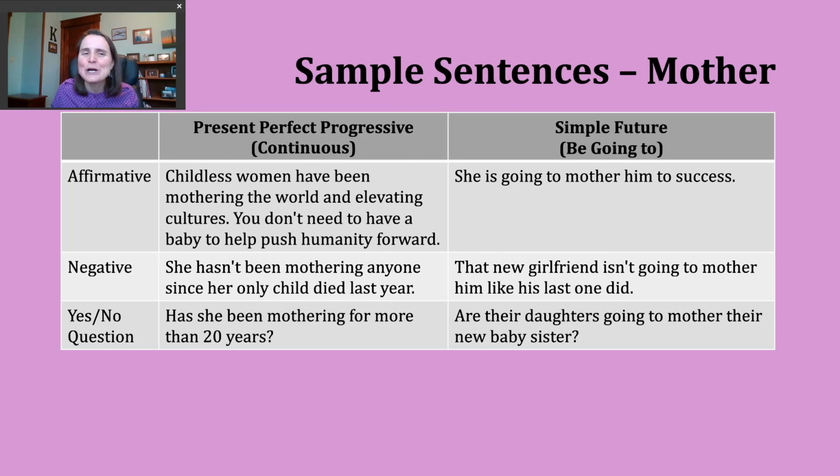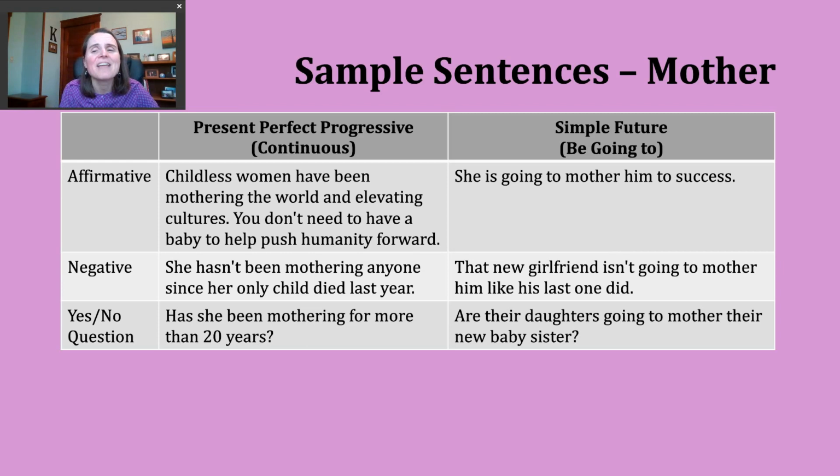Finally, let's take a look at how we make a yes or no question in the present perfect progressive. To do this, you'll start with have or has. Then you'll have your subject, then the participle been, and then the ing form of the verb. Here's my last example. Has she been mothering for more than 20 years? So, you might think of that along the lines of raising children, caring for them.